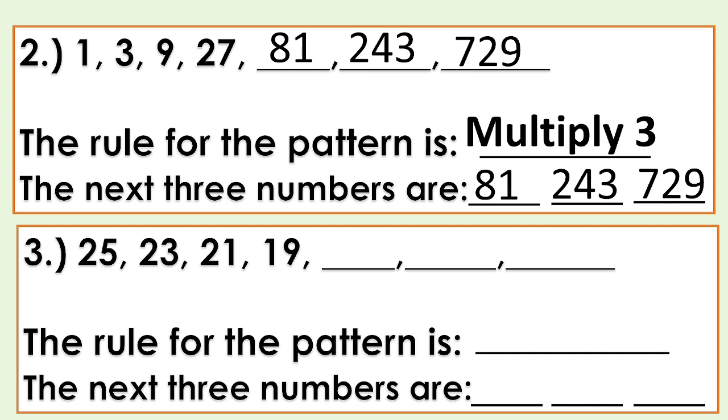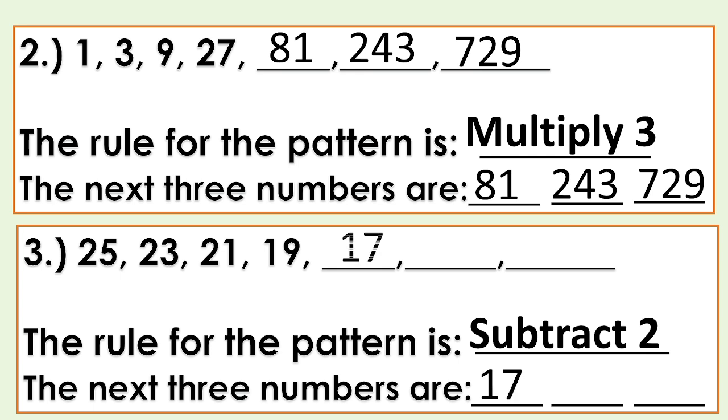Number 3. 25, 23, 21, and 19. The rule for the pattern is subtract 2. So the next three numbers are 19 minus 2 equals 17. 17 minus 2 equals 15. 15 minus 2 equals 13.